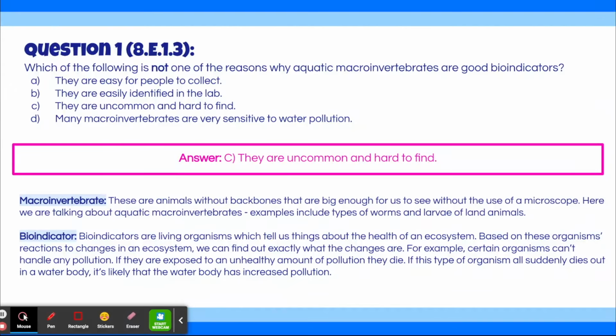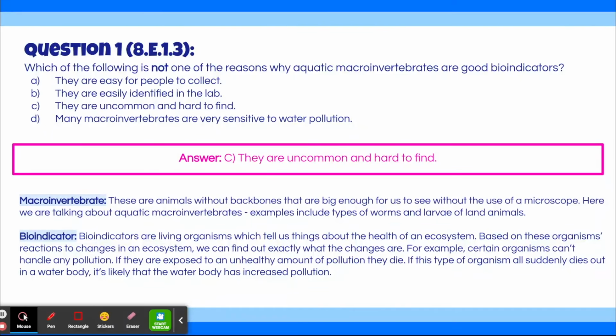Bioindicators are living organisms which tell us things about the health of an ecosystem. Based on these organisms' reactions to changes in an ecosystem, we can find out exactly what the changes are. For example, certain organisms can't handle any pollution. If they're exposed to an unhealthy amount of pollution, they die. If this type of organism all suddenly dies out in a water body, it's likely that that water body has increased pollution. So now let's take a look at the answer choices and, using these definitions, see which one is not one of the reasons why aquatic macroinvertebrates are good bioindicators.